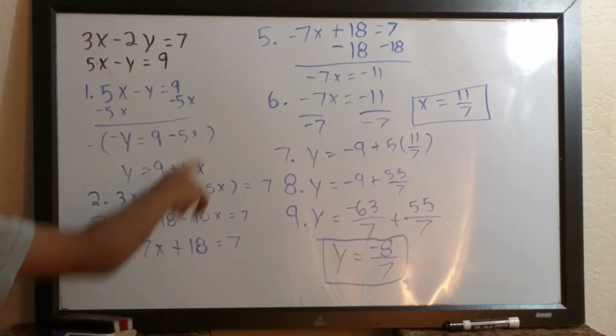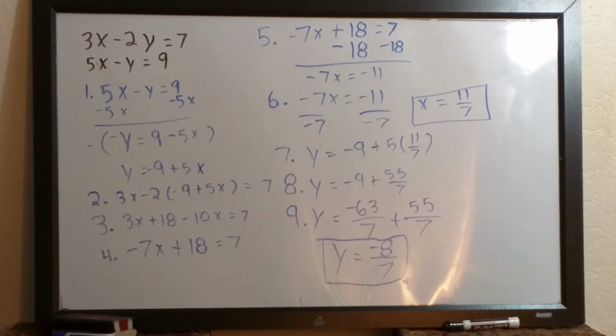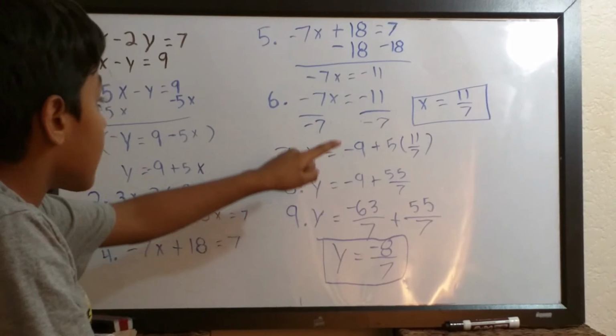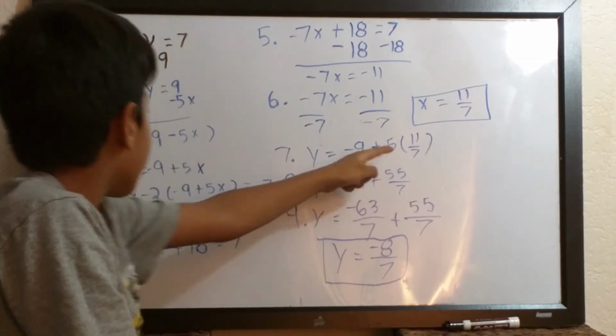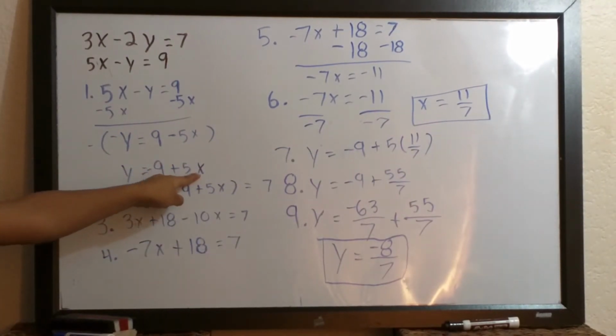Our fifth step is to subtract 18 from both sides. And so you get negative 7x equals negative 11. Then you divide by negative 7 and you get x equals 11 over 7. Our seventh step is to substitute x, 11 over 7, into the 5x that you got from this equation.